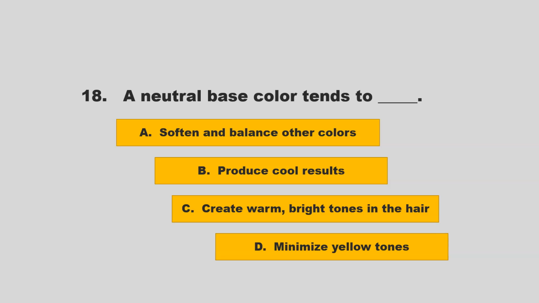A neutral base color tends to blank. Is it soften and balance other colors, produce cool results, create warm, bright tones in the hair, minimize yellow tones? If you chose A, soften and balance other colors, you are correct.